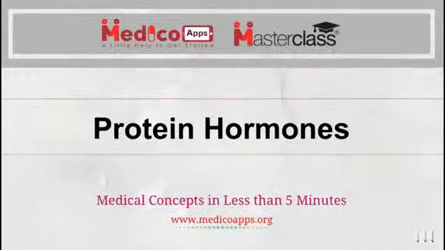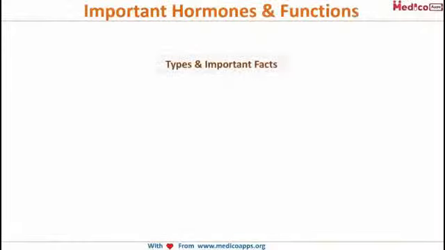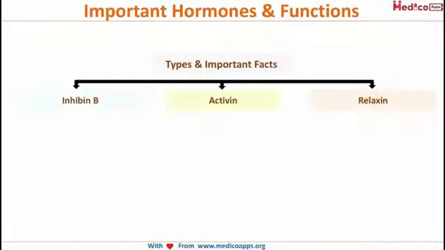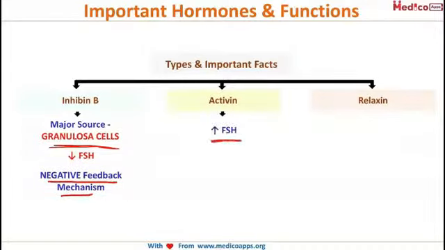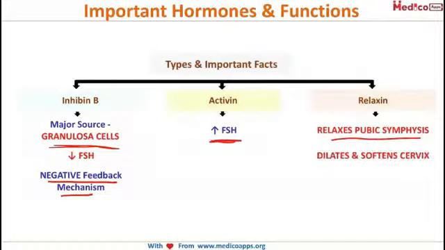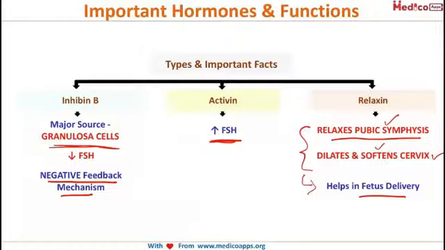Now let's proceed to the protein hormones. We have seen that there are three main types. They are inhibin B, activin and relaxin. Okay. Inhibin B, the major sources are granulosa cells, and we know that these are acted upon by FSH. We have already seen that. So they cause a negative feedback mechanism to maintain the hormone level. Next, activin increases the FSH level, and relaxin, as the name suggests, relaxes the pubic symphysis and dilates and softens the cervix. So what is it leading to? Very obvious. It will help in delivery of the fetus. It relaxes pubic symphysis, dilates and softens the cervix. That's the function of relaxin.